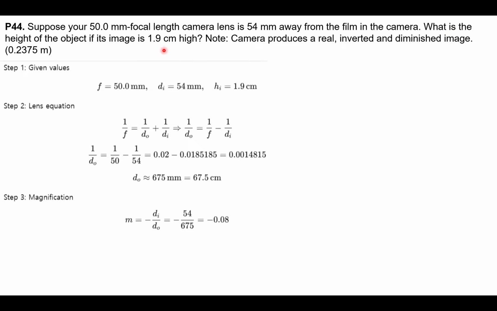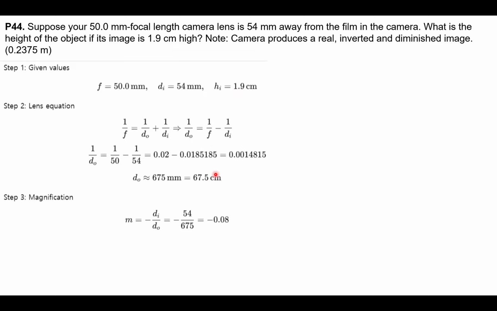So once again, here is what is given. The film is where the image should be located, so the image distance, di, is already given. We also have the focal length given, and the image height is also given. Then, utilizing the lens equation, you can find the object distance.